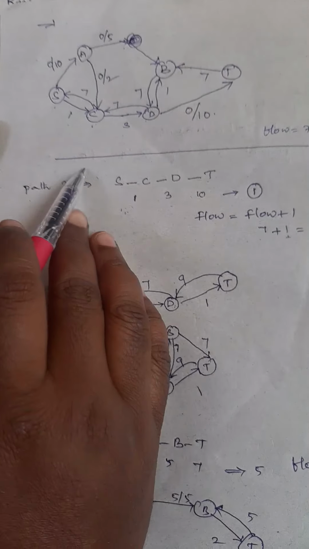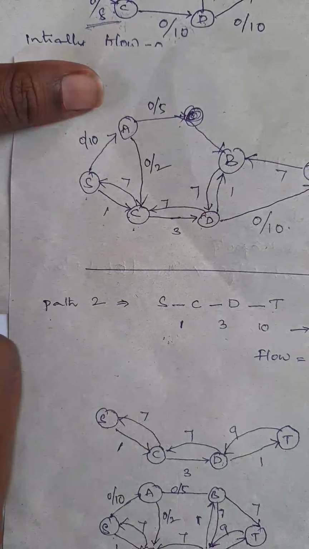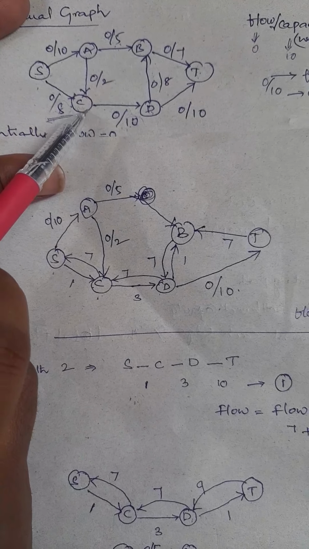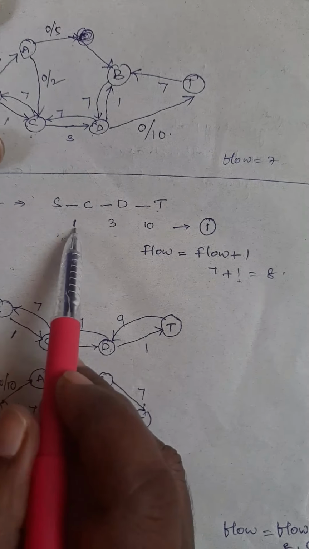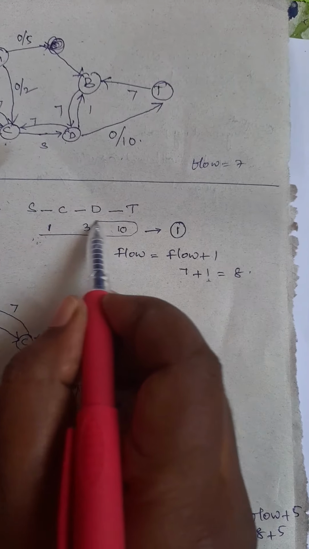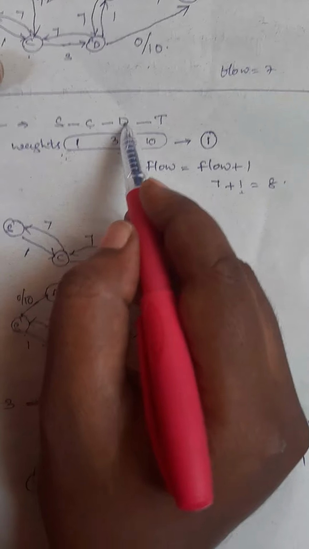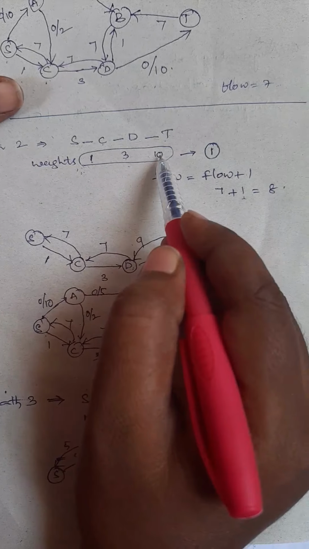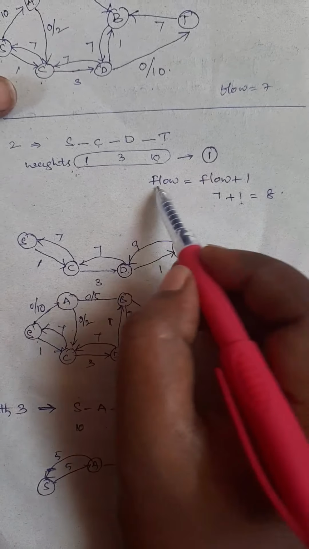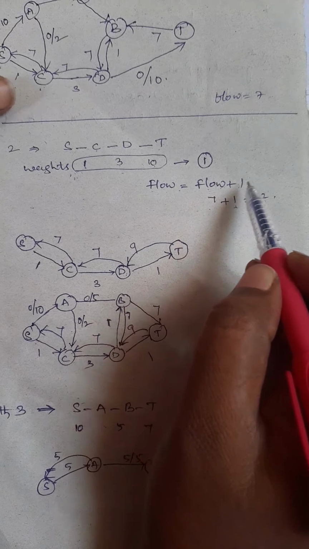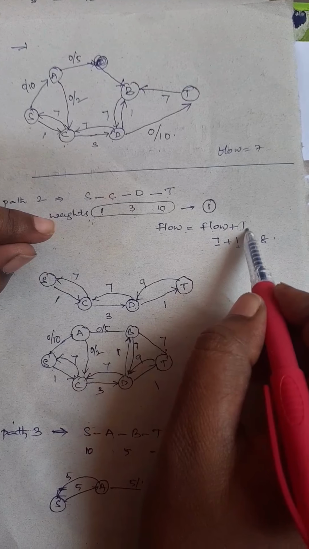Again I am choosing another alternative path: S to C, C to D, D to T. These are the weights: S to C is 1, C to D is 3, D to T is 10. Out of these, which is the minimum? 1 is the minimum. So flow is equal to flow plus 1. Path 1 flow value is 7. Now we are using 1.